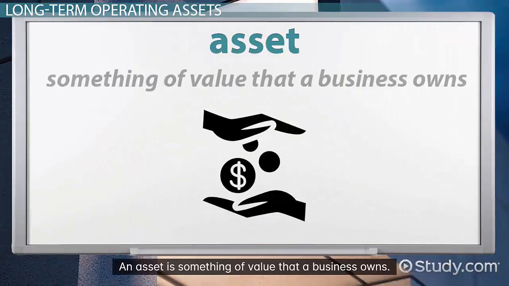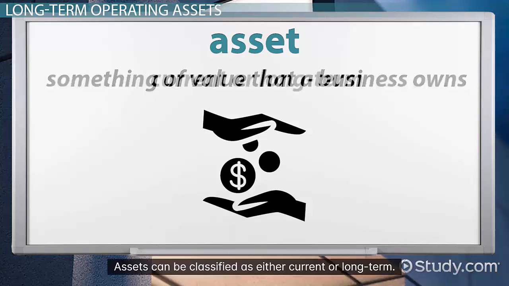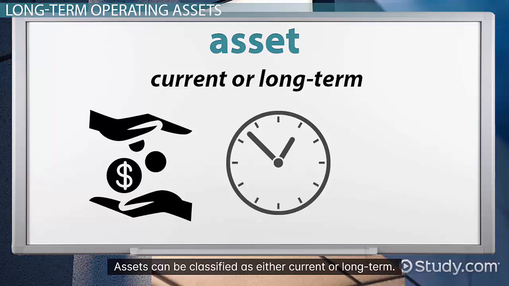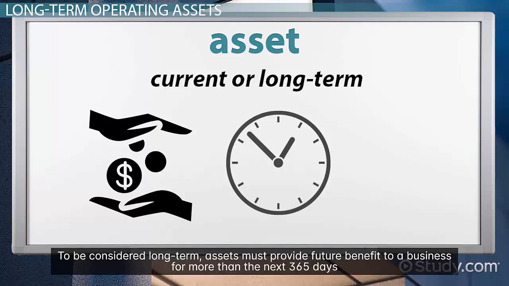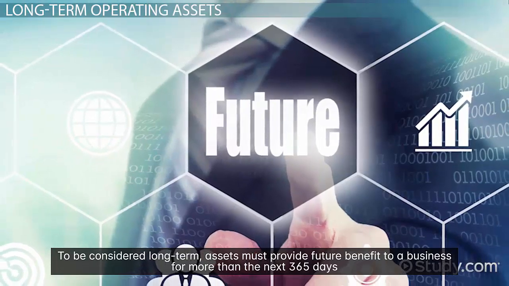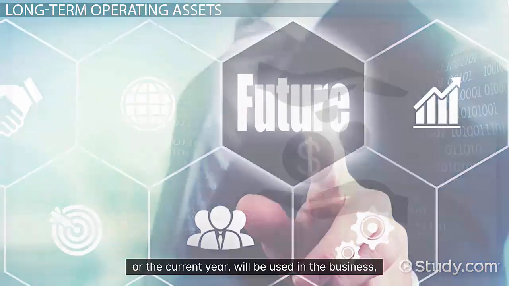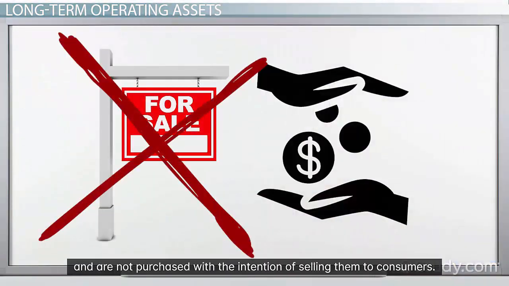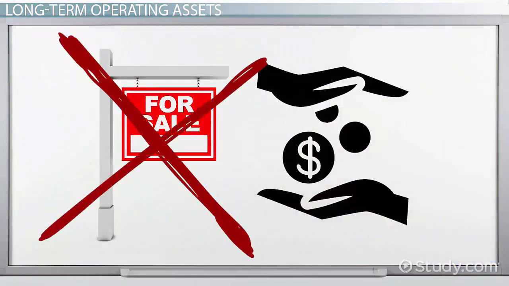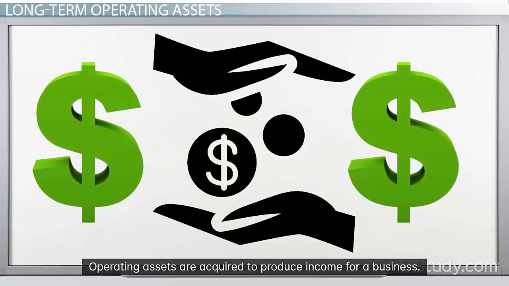An asset is something of value that a business owns. Assets can be classified as either current or long-term. To be considered long-term, assets must provide future benefit to a business for more than the next 365 days, or the current year, will be used in the business and are not purchased with the intention of selling them to consumers. Operating assets are acquired to produce income for a business.